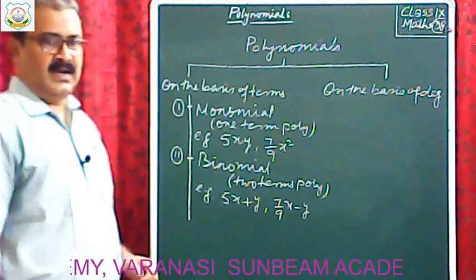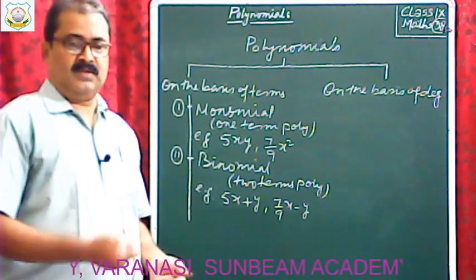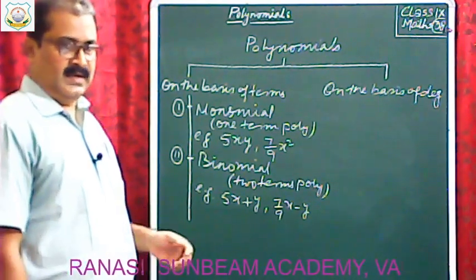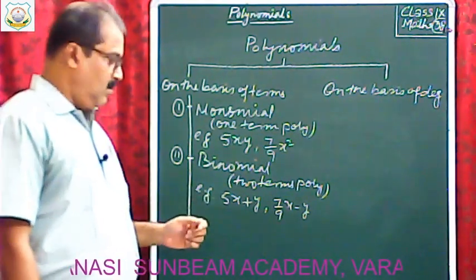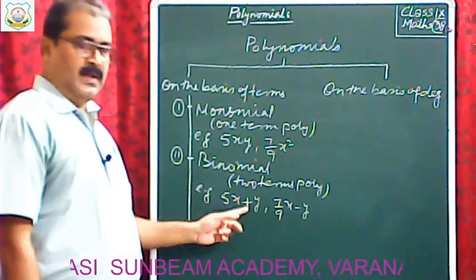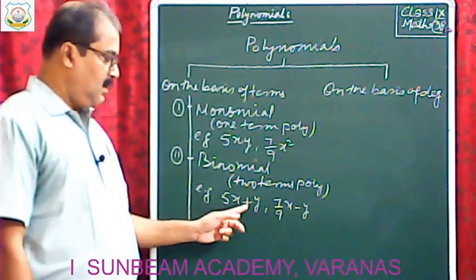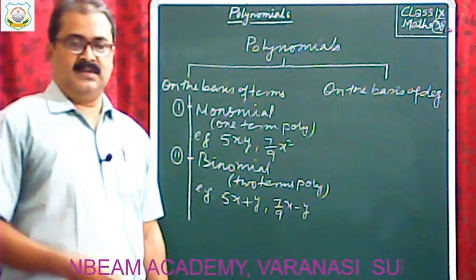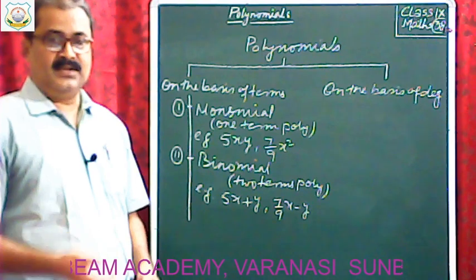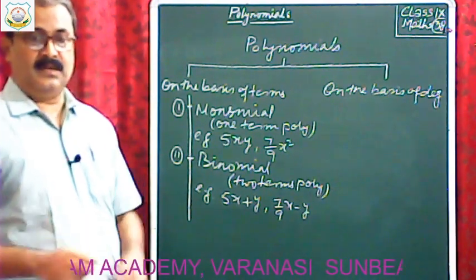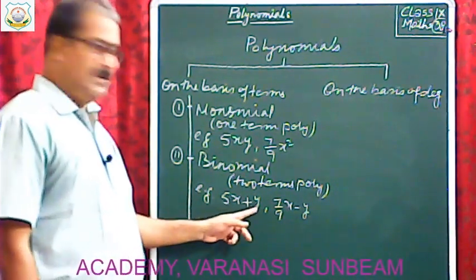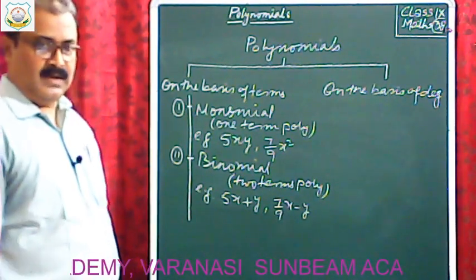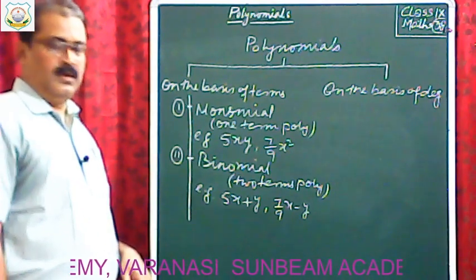When the variables are combined with addition or subtraction, then you have to count the terms separately, and accordingly we can say binomial or trinomial. So 5x plus y is combined with addition, 7 upon 9x minus y. When the variables are connected with addition or subtraction, we have to count the separate terms: first term, second term, in this way you count, and accordingly you write the name. So binomial, a two terms polynomial.